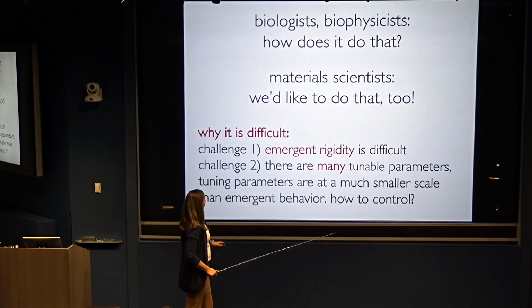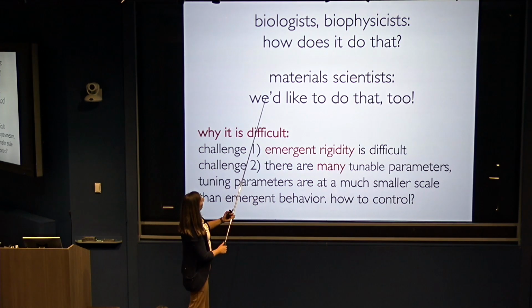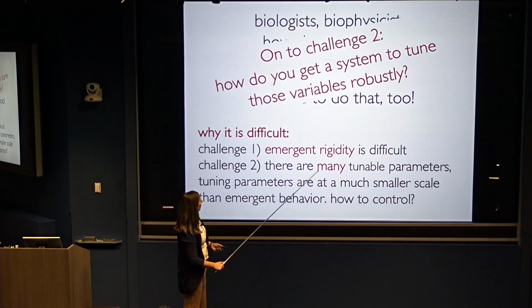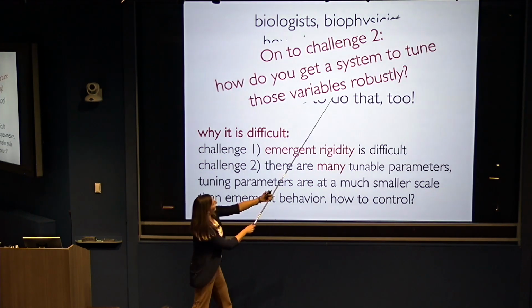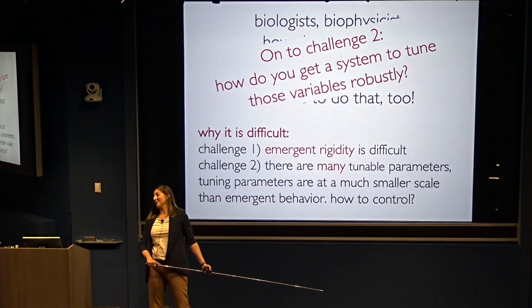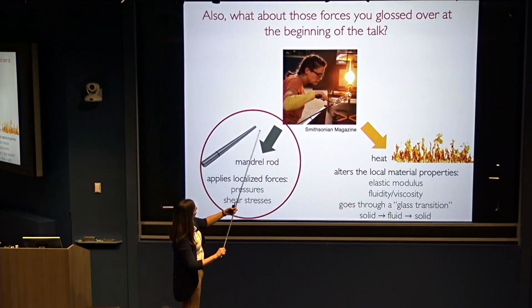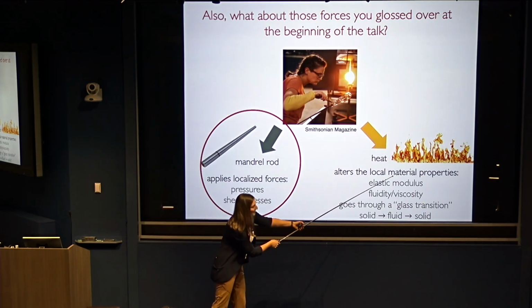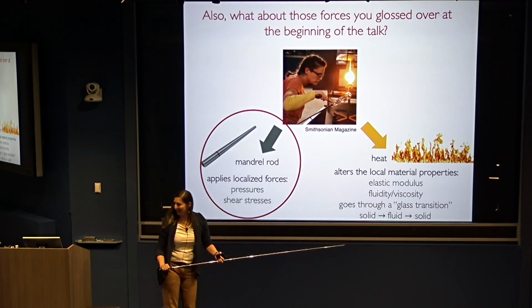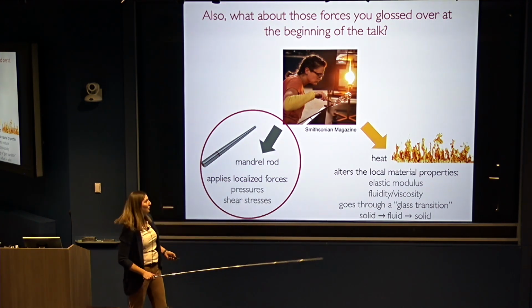Okay, so in the last few minutes of my talk, I'd like to talk about challenge 2, which is how do you get a system to tune those variables robustly? Okay, and this is ongoing work, so it's a little bit more speculative. And what about these forces? You talked the whole time about these stupid material properties, but actually making the forces happen where they need to happen is actually very interesting, and you should try to do that too.